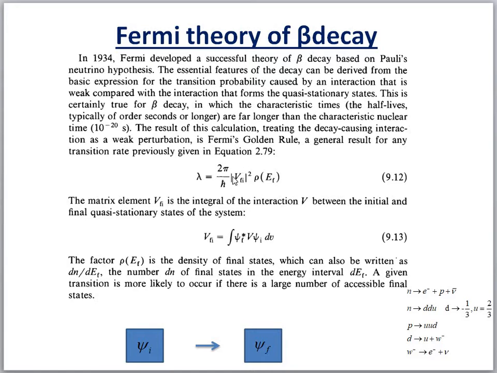This matrix term involves the properties of the nucleus. The main dependence of the energy spectrum comes from the expression rho(Ef), or dN by dEf. Actually, this dN by dEf is the important term which will decide the shape of this beta ray spectrum.